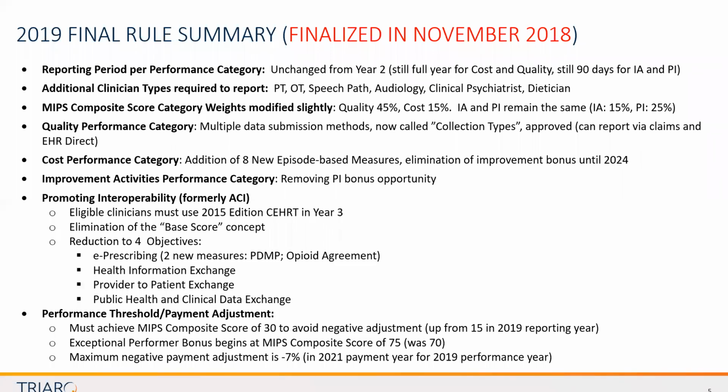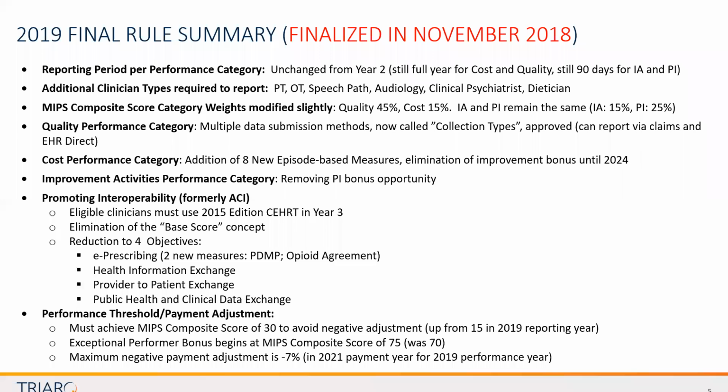And if you like 3 others from claims, you can report those. Okay, the cost performance category. Big changes here. They've added 8 new episode-based measures. And they've decided, we're not going to give you a bonus for improving here anymore until 2024. They kind of took that away. We'll dive into that in greater detail in a minute. The improvement activities performance category, they removed our PI bonus opportunity. That is such a bummer.